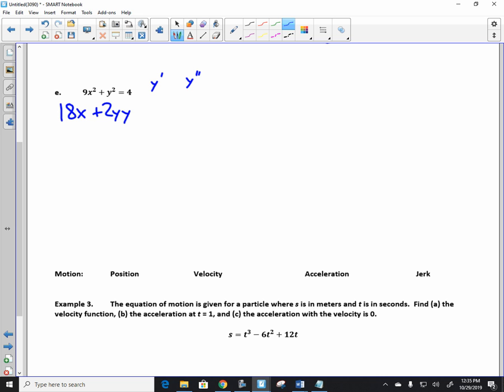Plus 2y prime is equal to 0. A for the day for whoever can tell me without looking: what do we call that type of differentiation? Start with an implicit differentiation.